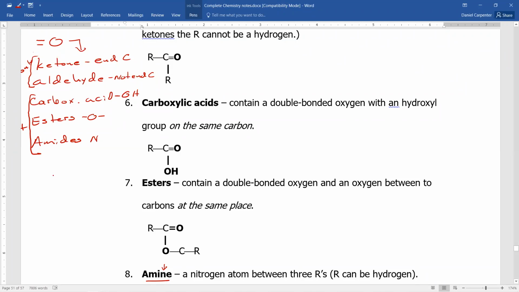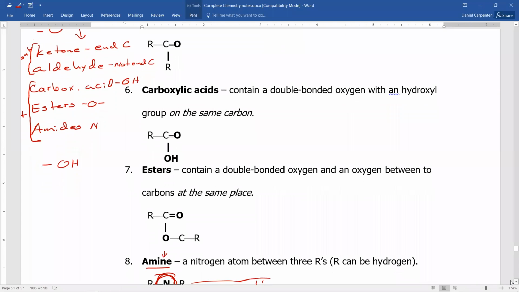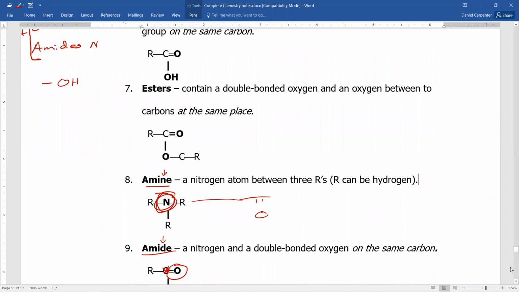So let's see if it has an OH. Then it is an alcohol or carboxylic acid. And I'm thinking those are the only two. If I missed something, let me know.